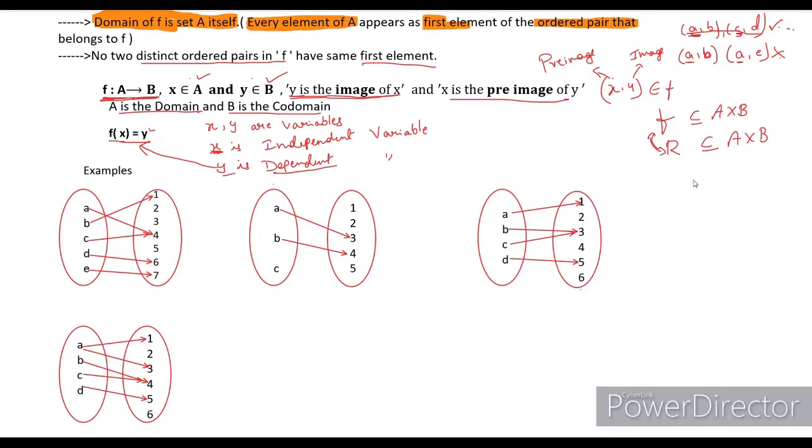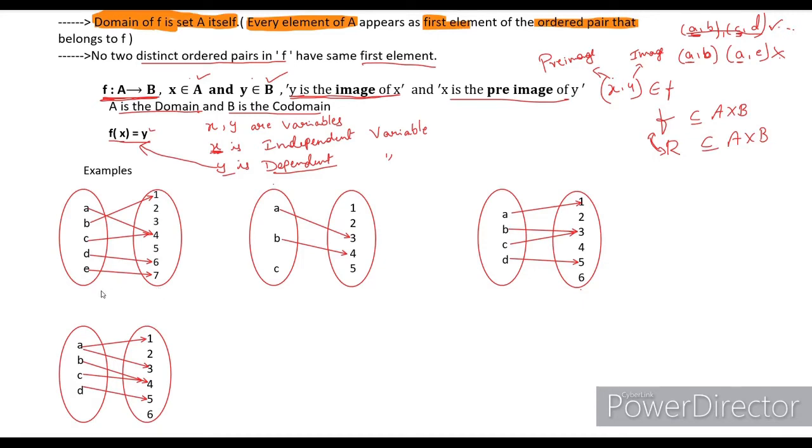Every function is a relation, but every relation is not a function. I repeat, every function is a relation, but every relation is not a function, because sometimes the relation may not satisfy the two conditions we have understood. So it remains a relation. So with the correspondence here, we'll check whether this is a function or a relation.